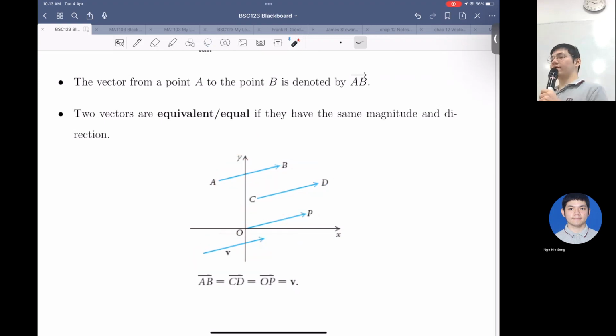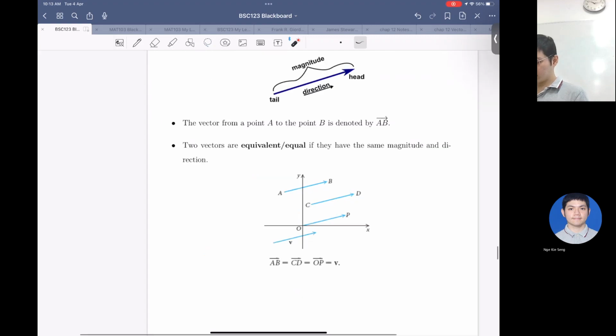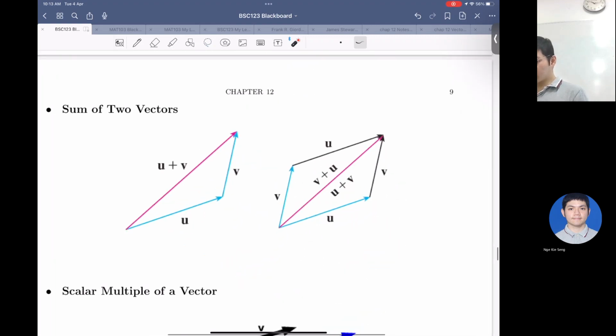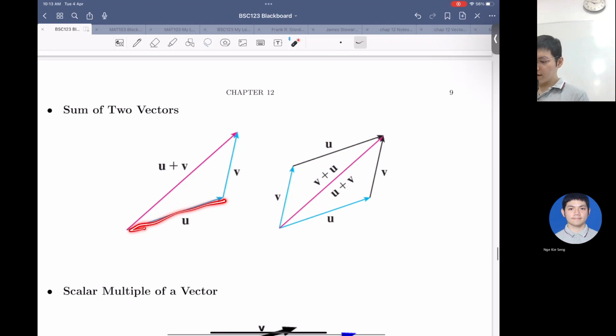Okay? We can translate a vector anywhere, so we don't care about where it starts. Okay, next: the sum of two vectors. If I want to sum u and v together, we just draw a resultant vector here.